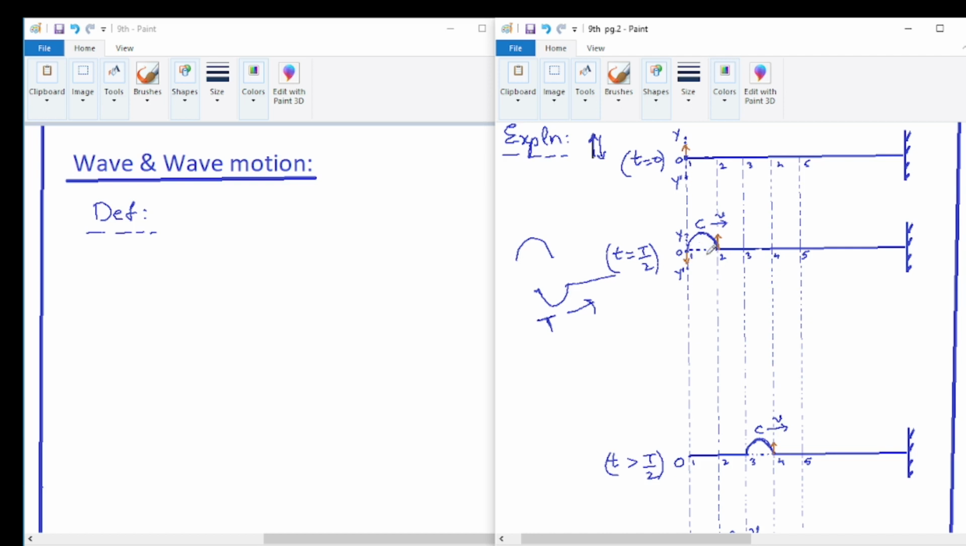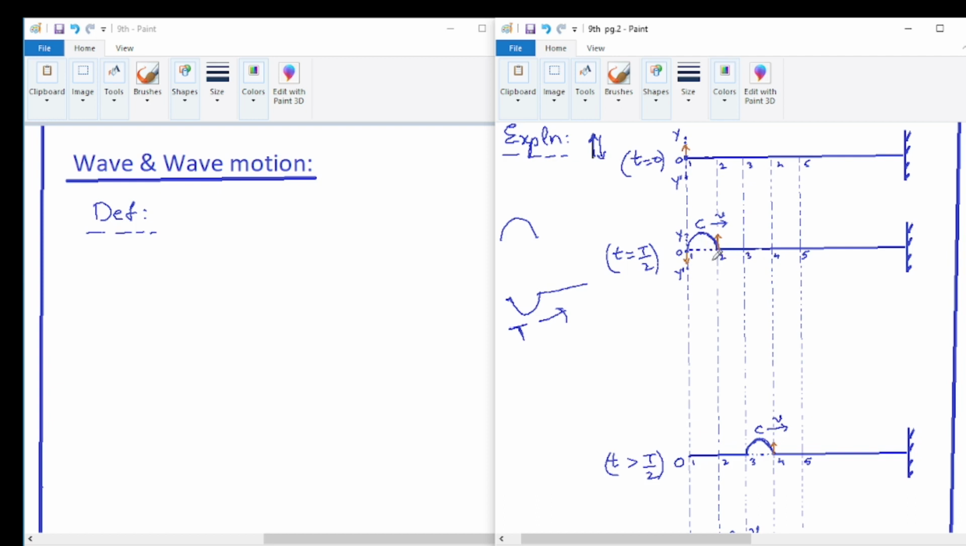Now just observe how each particle is vibrating. This is also a very important point related to wave motion, from which we will get the complete definition of wave motion. Already we have seen the rough meaning of wave and wave motion: the disturbance which is moving is itself called a wave, and the motion of this wave is called wave motion.